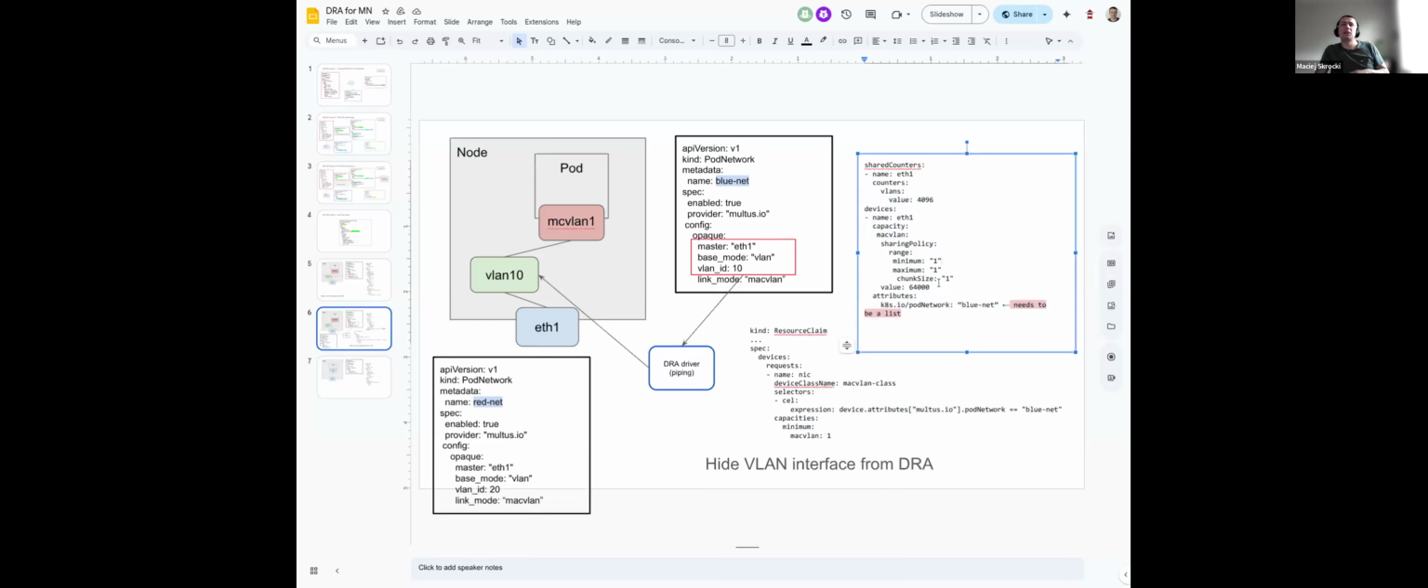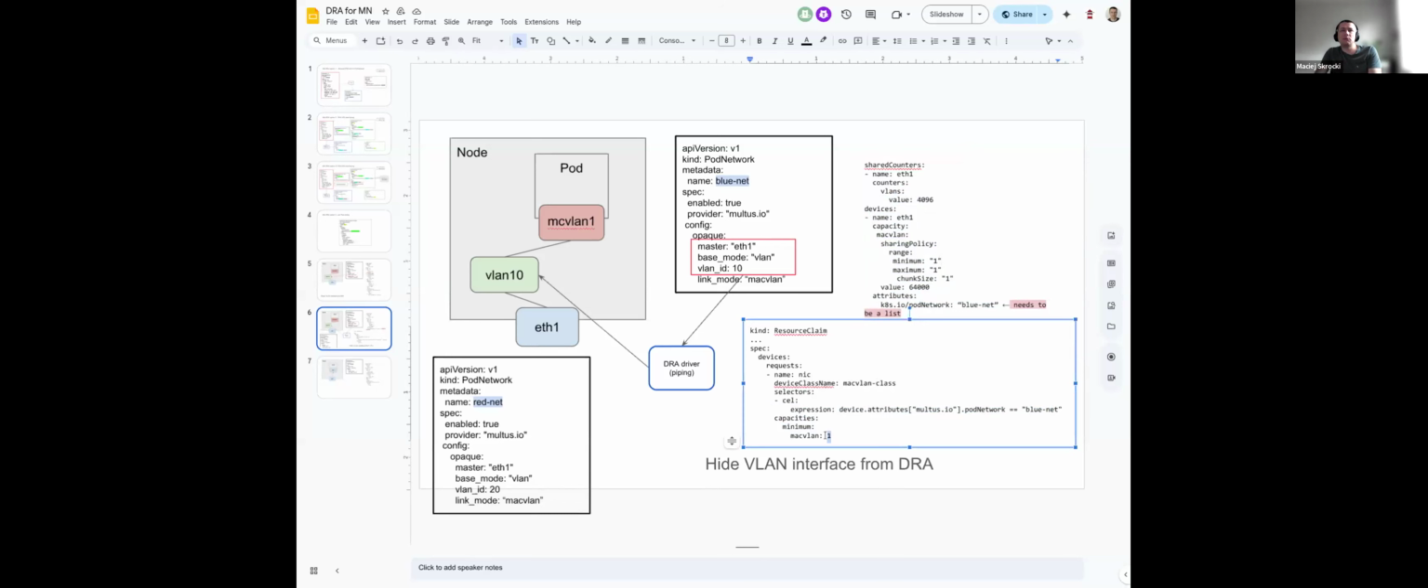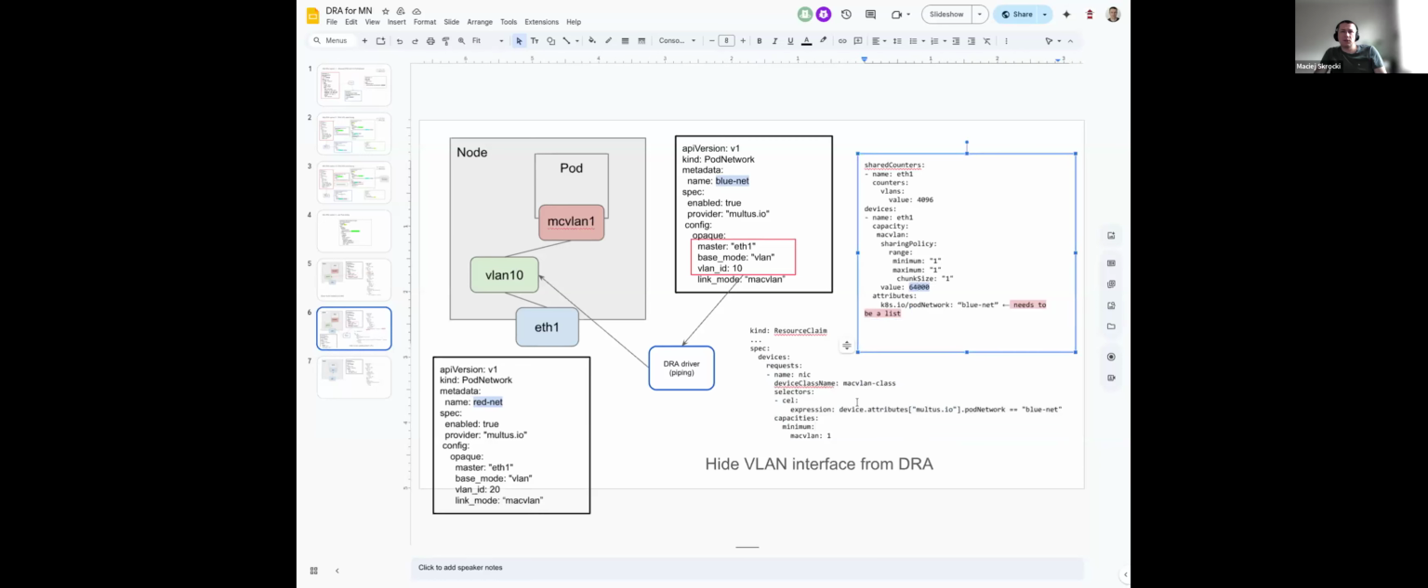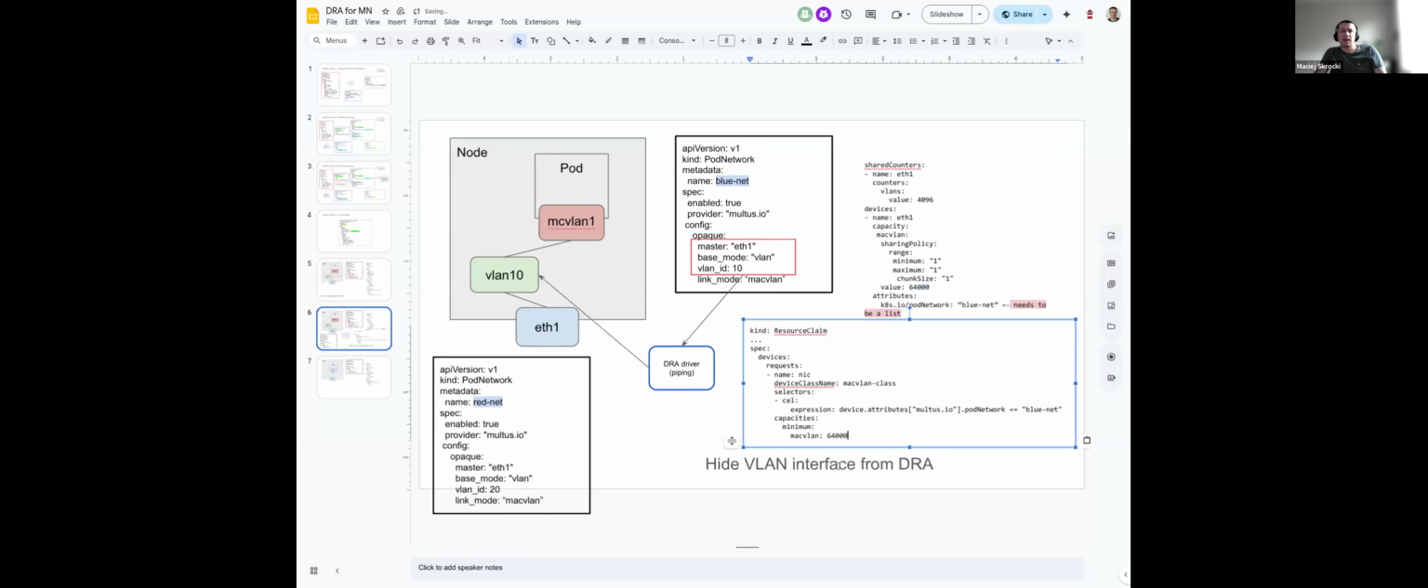I think the difference, from what I heard in the capacity comments, is that if I want to use the whole device, I will just put the full capacity of that. So this would reserve just a MACVLAN, but if I took the 64K here, like this, right?